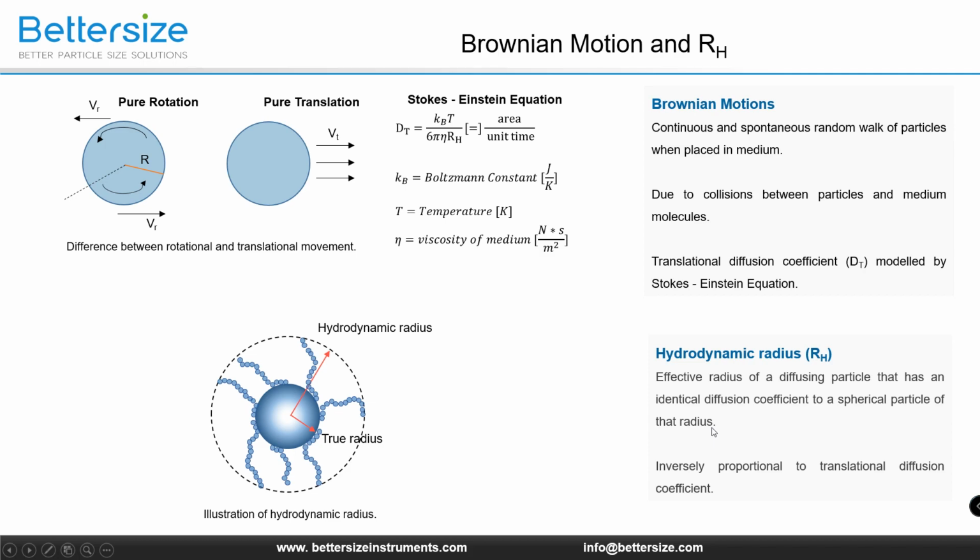For example, as seen in the figure on the left, the true radius of the particle refers to the distance between its center and its outer circumference, while the hydrodynamic radius includes the length of the attached segments since they diffuse as a whole. When collided with medium molecules, a particle with a larger hydrodynamic radius is less likely to be moved an extra distance, thus resulting in a smaller translational diffusion coefficient, and vice versa.